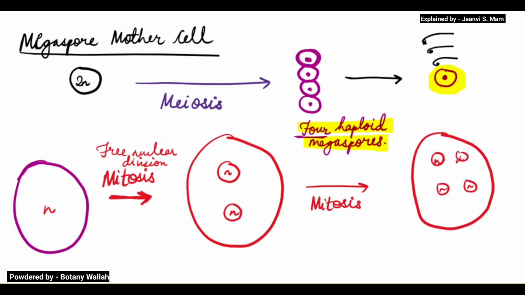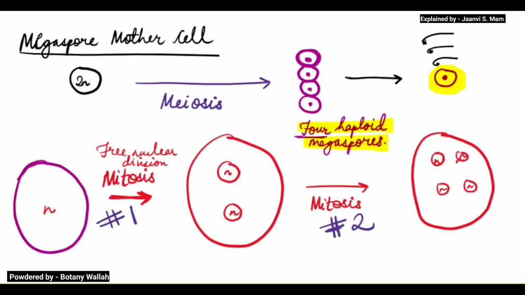Okay, all will be haploid. So you can see that this is mitosis number one. Mitosis number two means second time mitosis has occurred. For how many times is it occurring? If I move forward, suppose now after this there is a third mitosis occurring. So I will write here mitosis again occurring here.